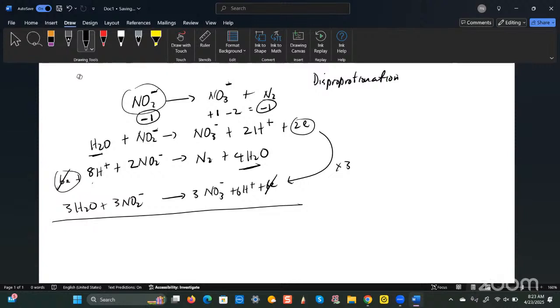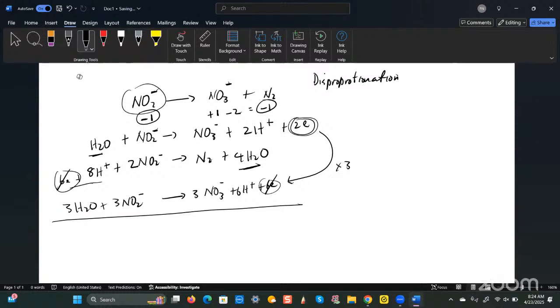Remember, there should be no electrons left at the end of this process. So the number of electrons canceled out will be the same. Yes, ma'am? So we don't multiply the second. No, we don't need to, because once you multiply this by 3, we're going to end up with 6 electrons here, which is equal to the 6 electrons there, right?